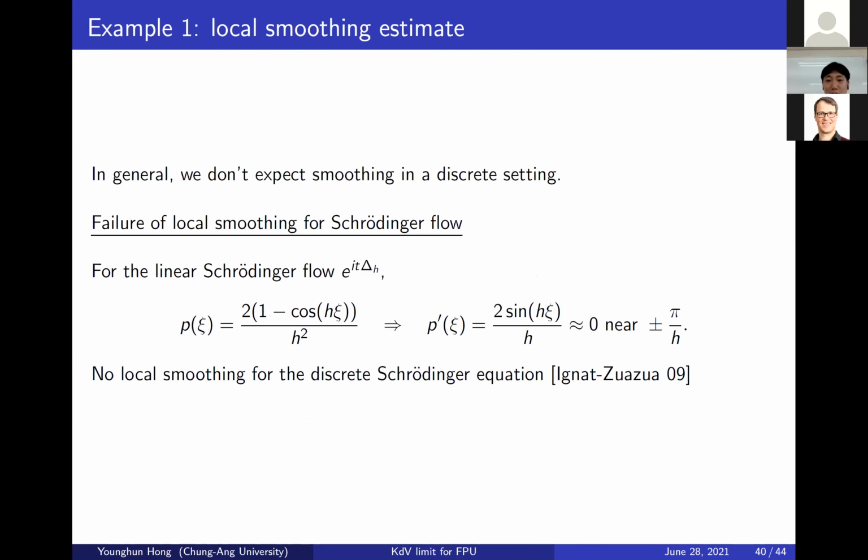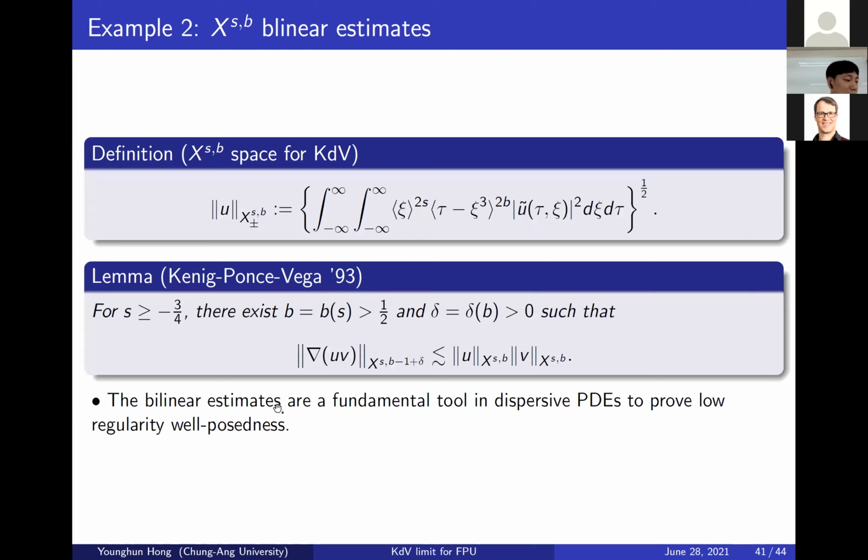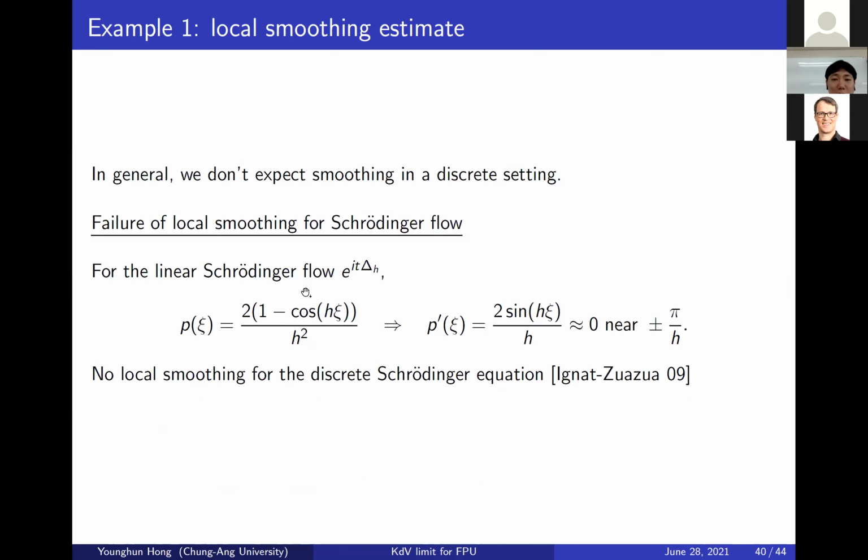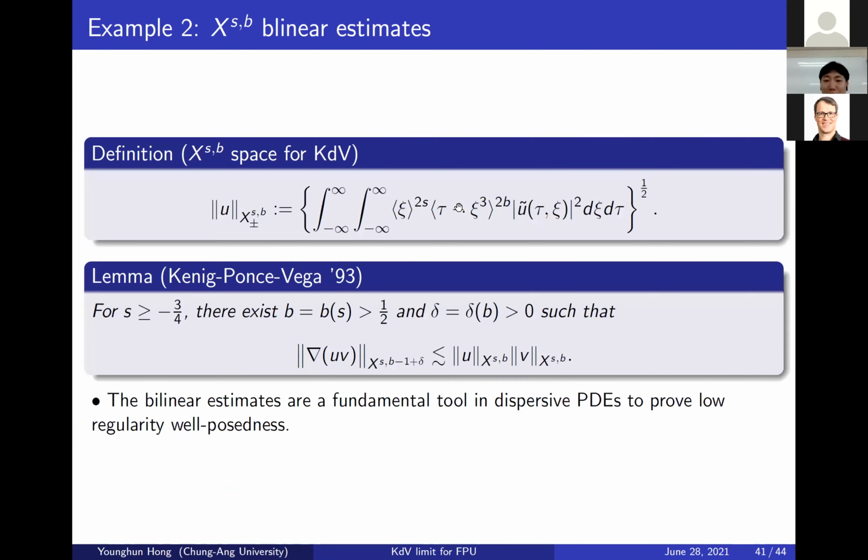And similarly, we can also prove some bilinear estimates. This is a famous bilinear estimate in the theory of dispersive PDE introduced by Bourgain, and for the linear FPU flow, we can recover a similar bilinear estimate. The proof of these estimates also heavily depends on the good algebra of the FPU symbol.